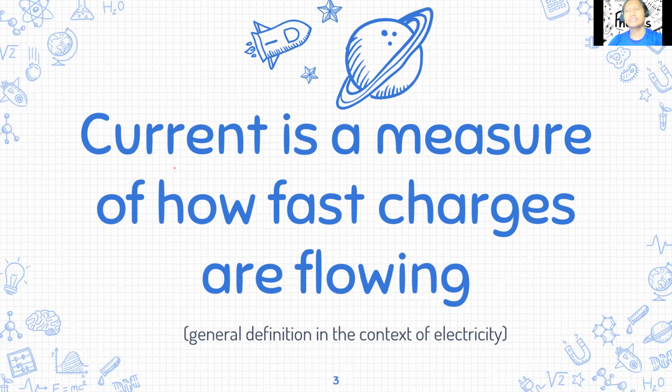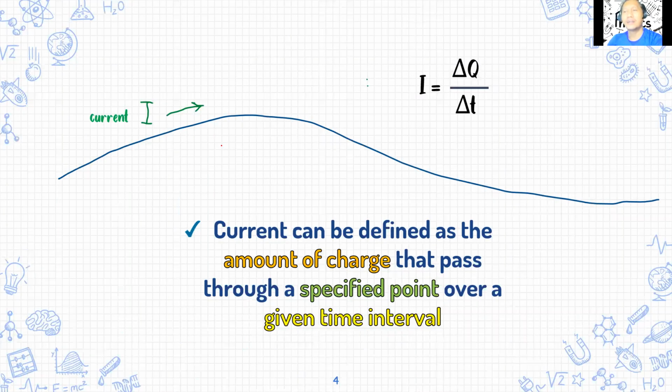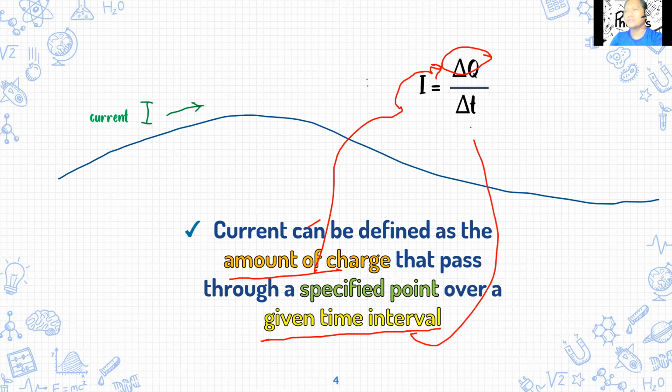Let us recall that current is a measure of how fast charge is flowing. And last time we had this definition: current is the amount of charge divided by a given time interval. Okay? Charge per time.